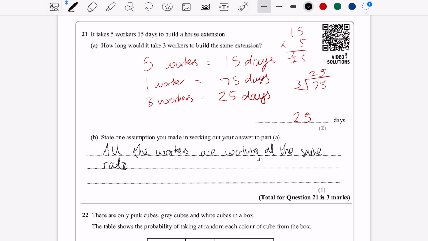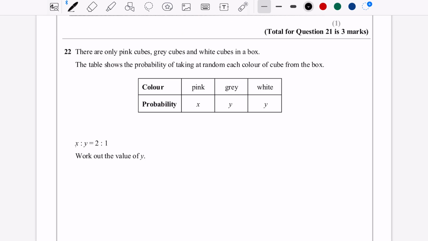Because I am assuming that they're all putting an equal amount of work in. I don't know, they might not be, but that's an assumption I'm making. Okay, so we're looking for the value of y. It says that x is double the size, but essentially in this ratio, instead of saying x, why don't you replace that and call it 2y? Because 2 lots of y is x, they match.